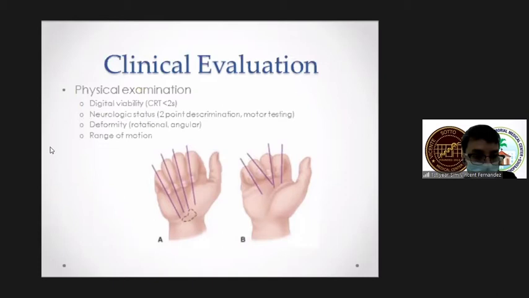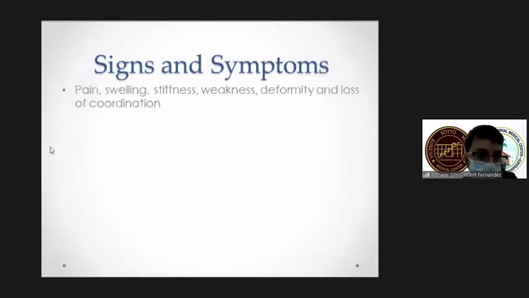Your malrotational alignment could also be viewed by asking the patient to flex the PIP and the MCP joints. If there's a rotational malalignment, the fingers won't be parallel. Signs and symptoms include pain, swelling, stiffness, deformity, and also loss of coordination.